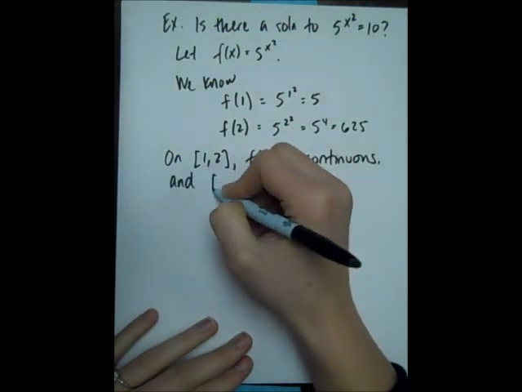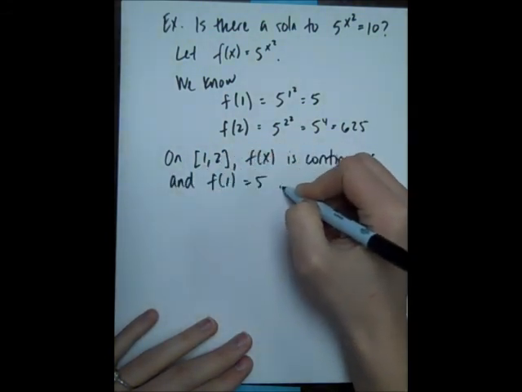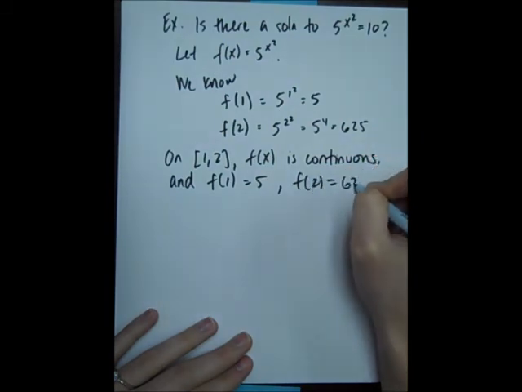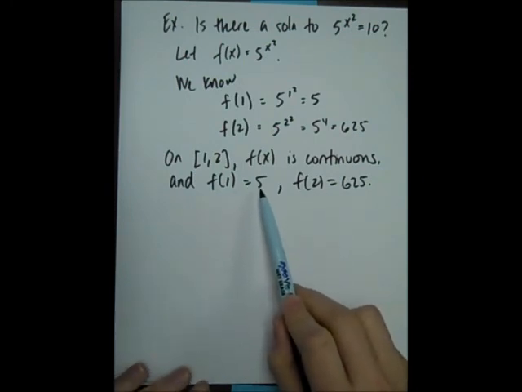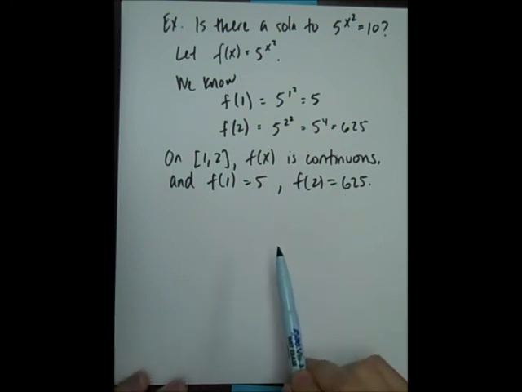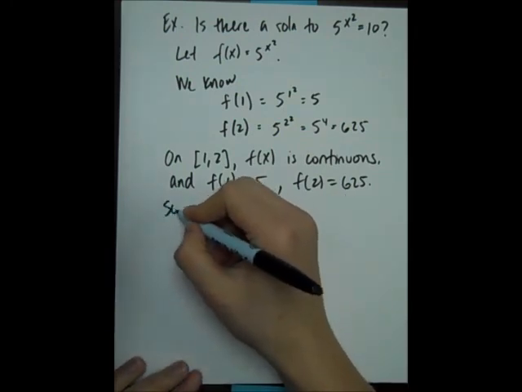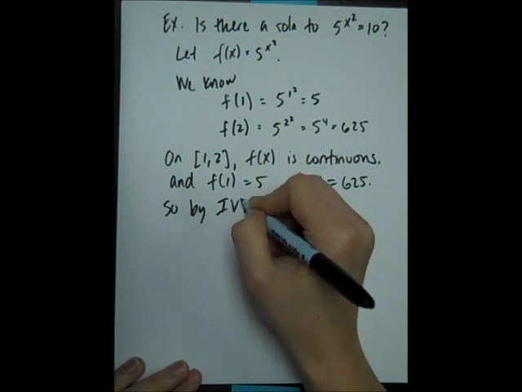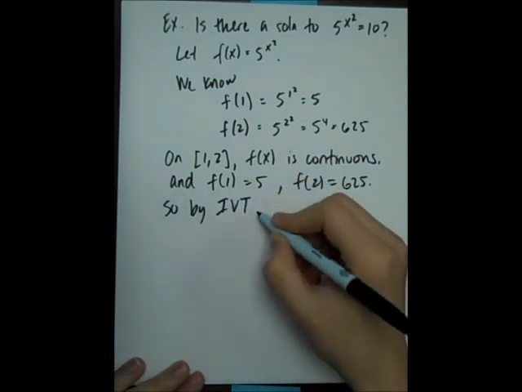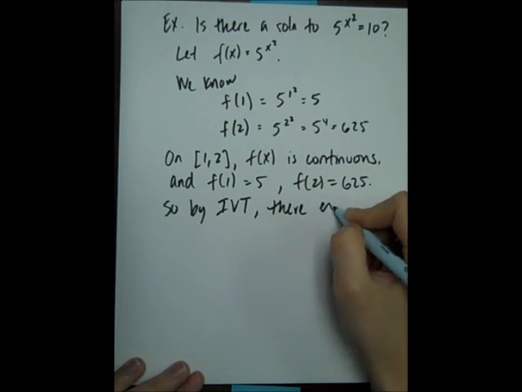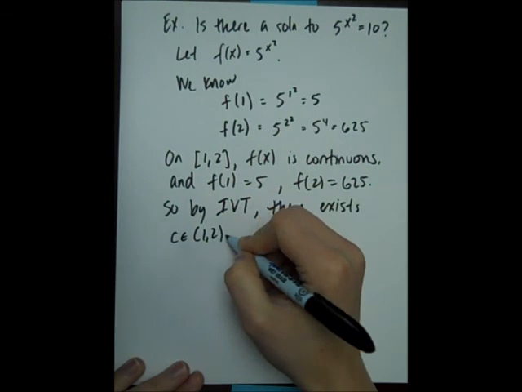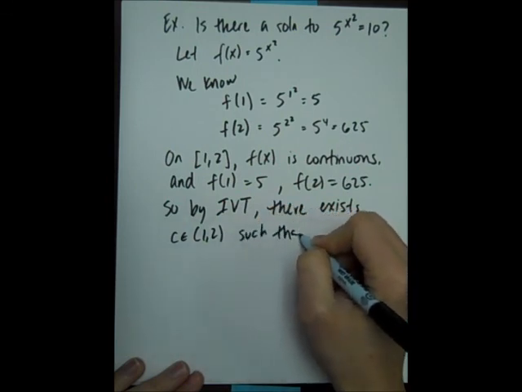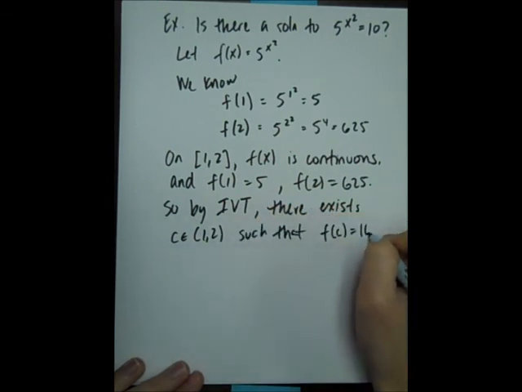And f of 1 is 5, f of 2 is 625. Since I have that f of 1 is 5 and f of 2 is 625, any value I pick between 5 and 625, there had to have been a corresponding x value. So, by the intermediate value theorem, which we're going to abbreviate as IVT, there exists some c on the interval from 1 to 2 such that f of c equals 10.